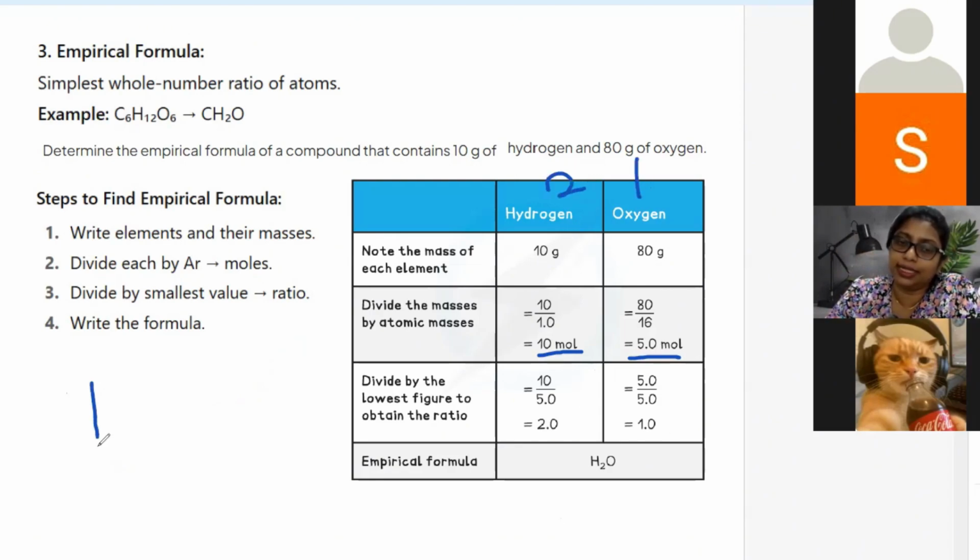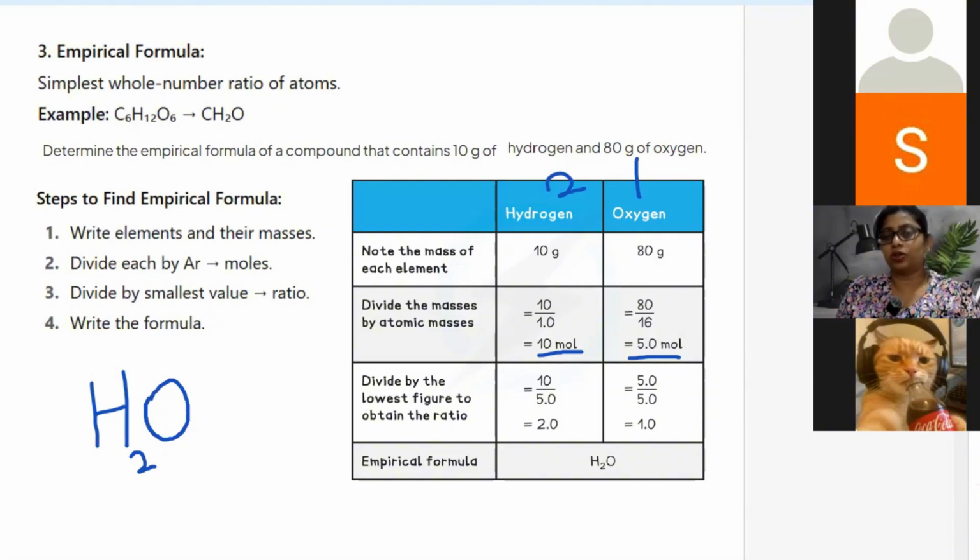So when you are writing it, we are not writing front numbers. What we can do is we can write the subscript numbers only. So hydrogen 2, so H2, 1 oxygen, O1, we are not mentioning 1. That's how we got the answer. This is the simplest ratio between hydrogen and oxygen according to the details given in the question.